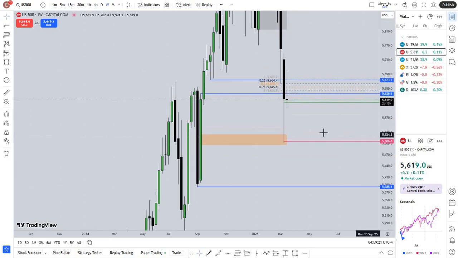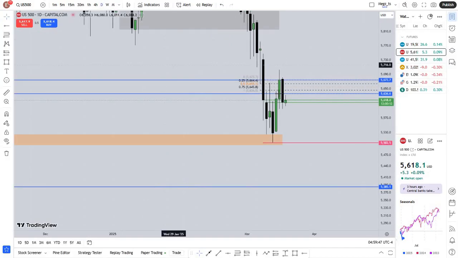Take out this low at 5,502.5. That's the first level. Then lower. I'm looking lower though, but I want to take out this first. Then probably, if it extends harder, we can get to 5,385.1. On the daily time frame, see how you have the same scenario traded.